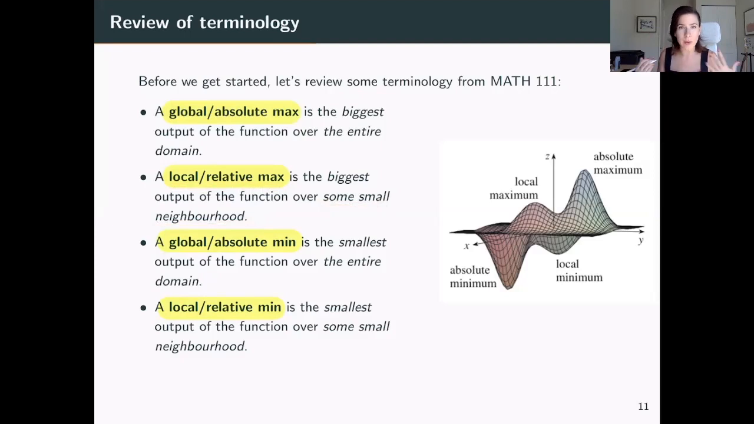Over here on the right, we have a nice little image from the textbook demonstrating and showing what absolute or local max or min would look like. So here you can see the largest output ends up being an absolute maximum on the entire domain of this function versus in this kind of neighborhood around here, this output would be a local maximum.